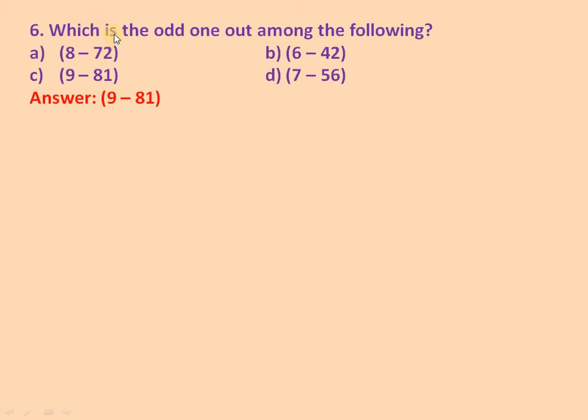8 8s are no, it will not give you 72. 8 9s will give you 72. Next, 6 6s are 36, which is not the right combination over here. So 6 7s are 42. Okay, this is what the combination looks like. Sorry, 8 multiplied by 9 over there in the A part, and 6 multiplied by 7 over here.